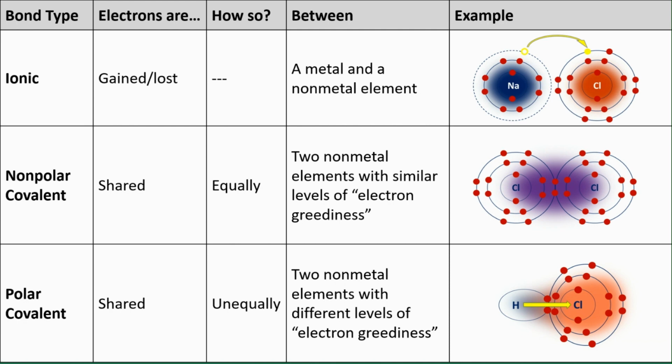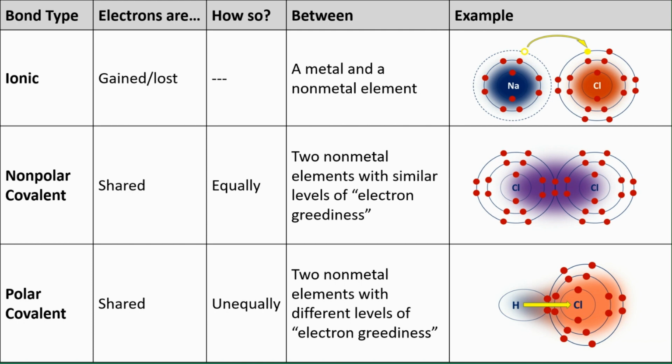In nonpolar covalent bonds, the elements have similar levels of electron greediness, so the electrons are shared equally because they are both pulling on those electrons equally. In a polar covalent bond, there is a difference between the electron greediness of one of the elements and the electron greediness of the other. One pulls harder on the electrons. So you end up with an unequal distribution, and one end is positively charged, the other is negatively charged.